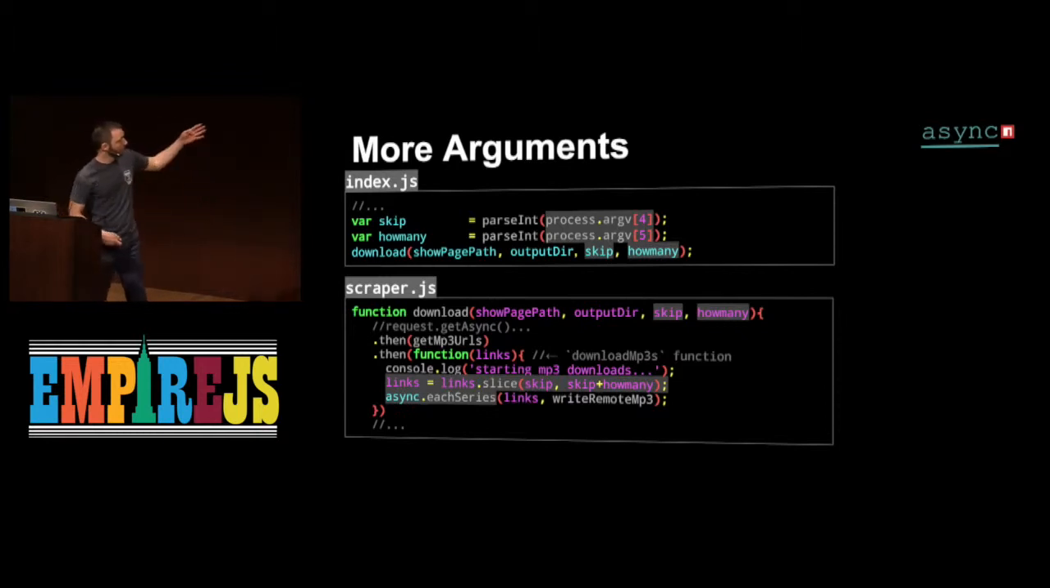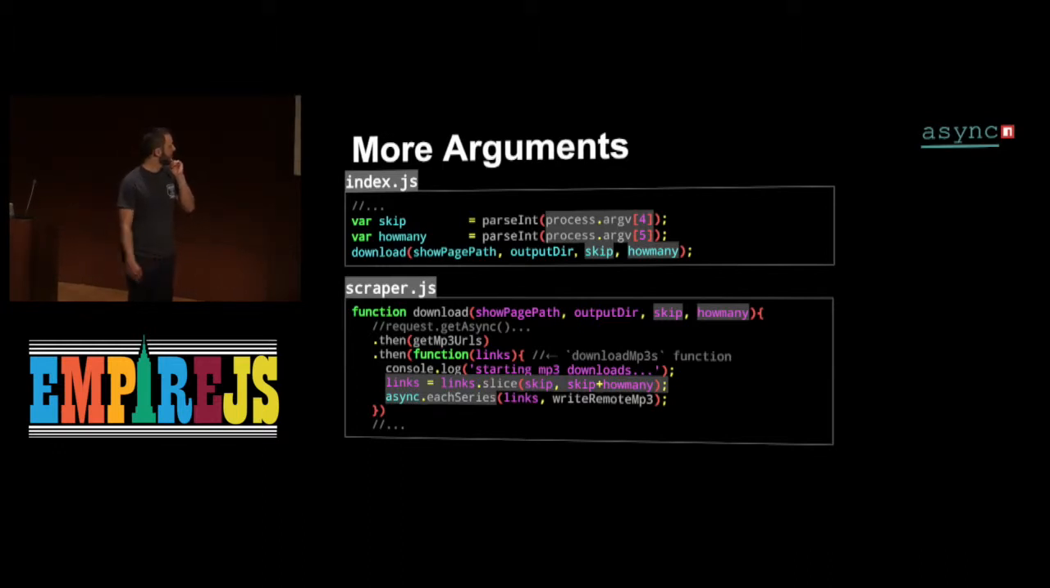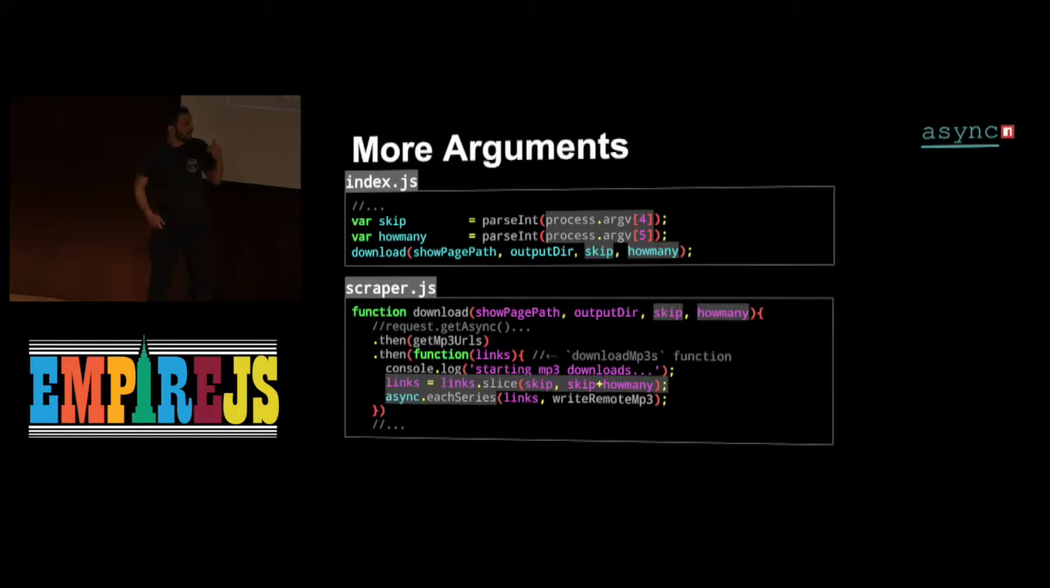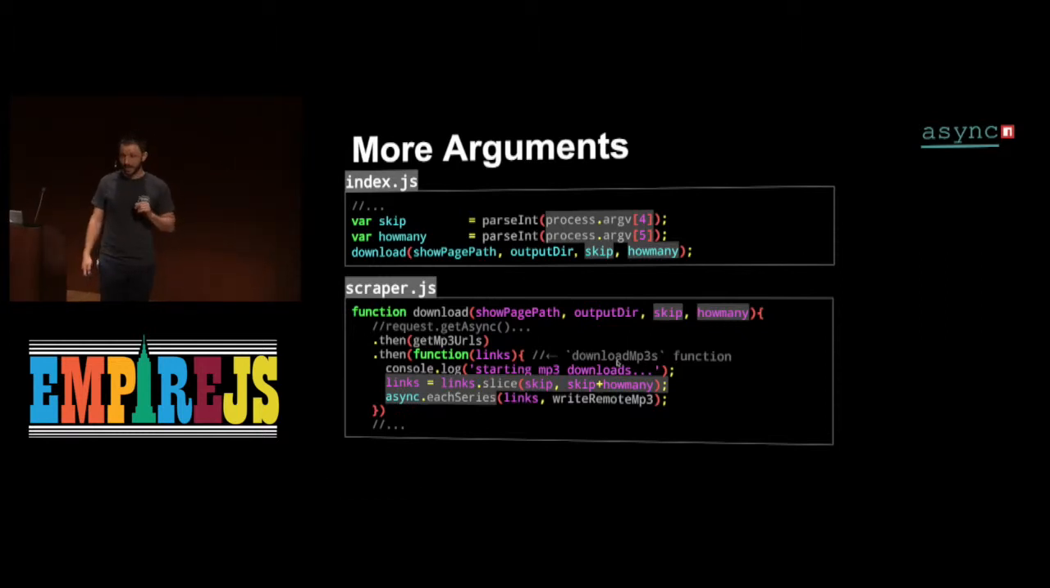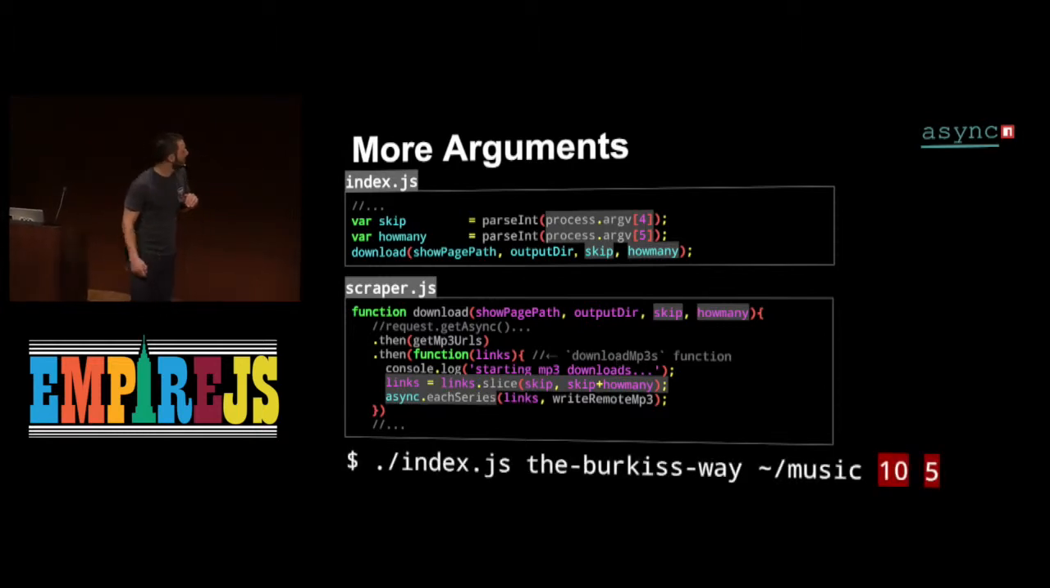And we are also using another useful node library called async. We're using each series, which just says, take each of the values in the links array and run the write remote MP3 function on it and do it serially. So now we can call index.js the Berkus way, music, 10, 5, and tell it that we want to skip 10 episodes and download 5.